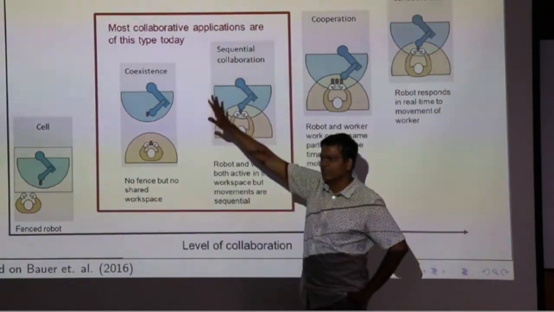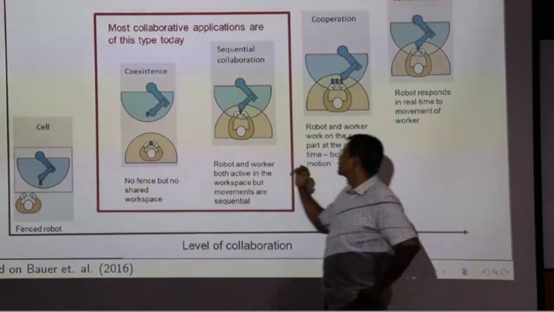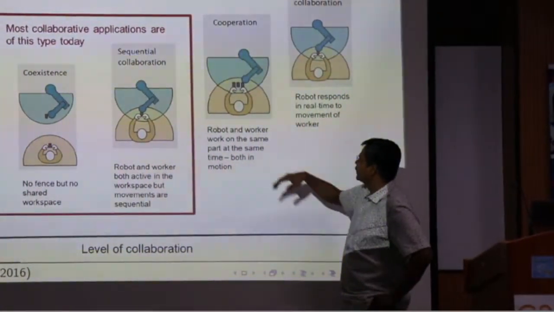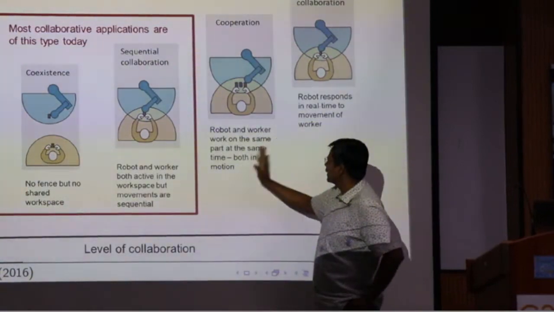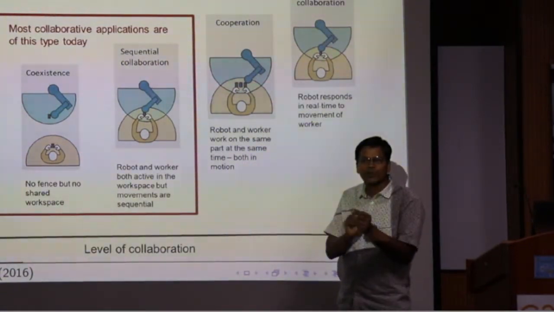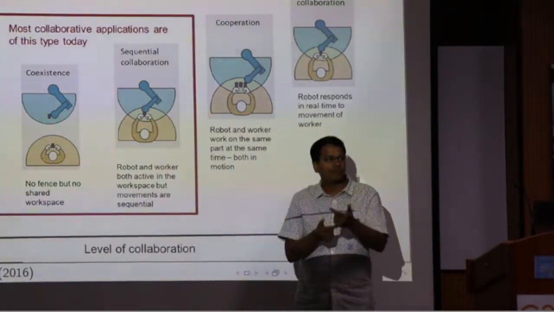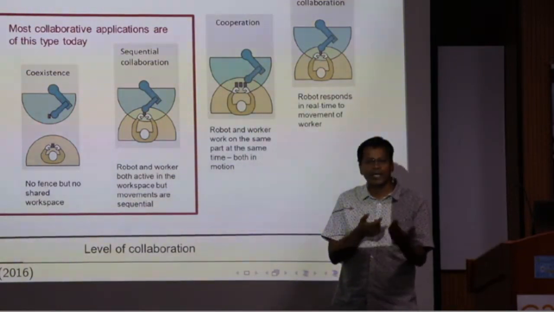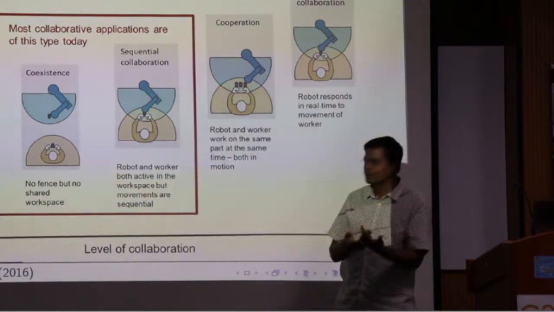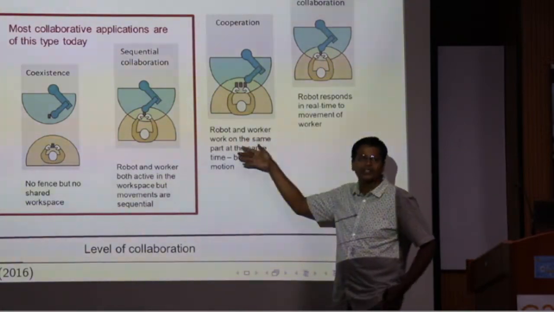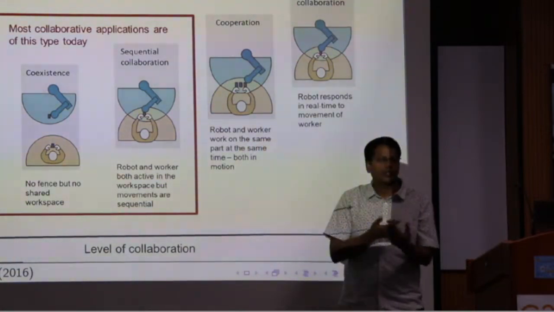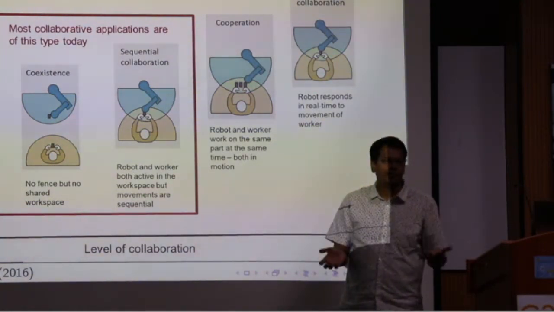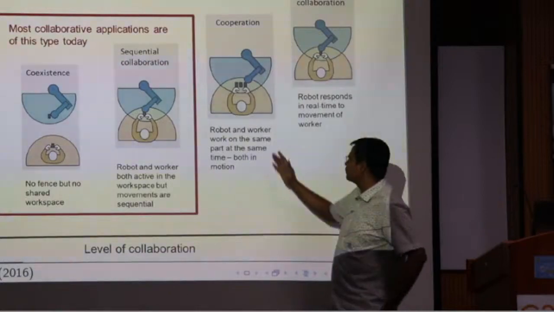This is where most of the collaborative robot exists, and this is what we intend. These two higher up: robot and worker on the same part. Both of them are working on the same part. Both of them are active together. That is where it is highly probable that accidents happen. So that is what we want to avoid. Even if it happens, it should not do too much damage to the environment. So that damage should not be there.